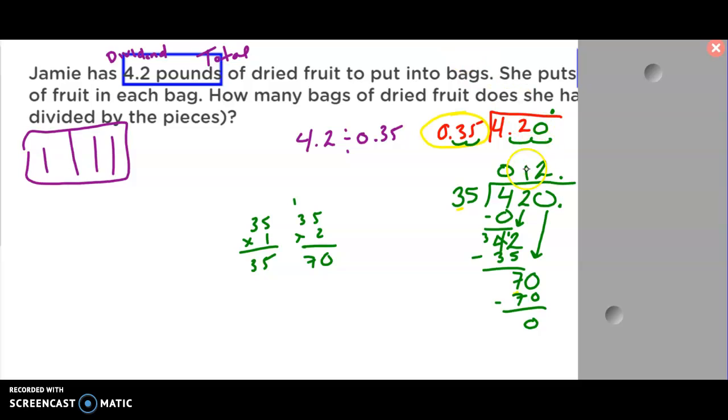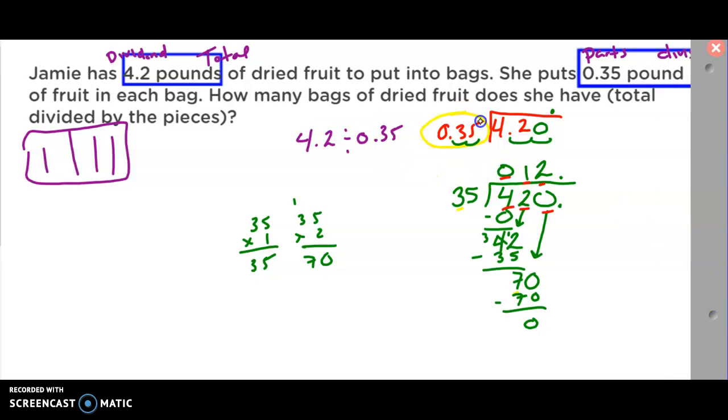And here's another thing. Always make sure that if you have 1, 2, 3 digits in your dividend, you have 1, 2, 3 digits in your divisor. So it says, how many bags of dried fruit does she have? She, or Jamie, she has 12 bags of dried fruit.